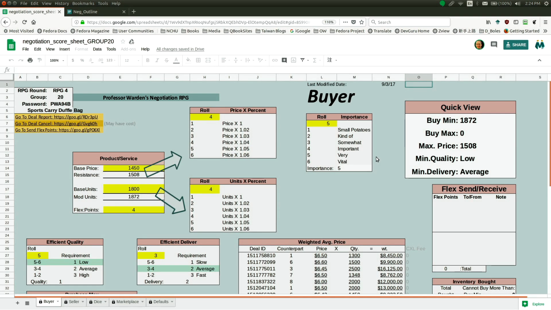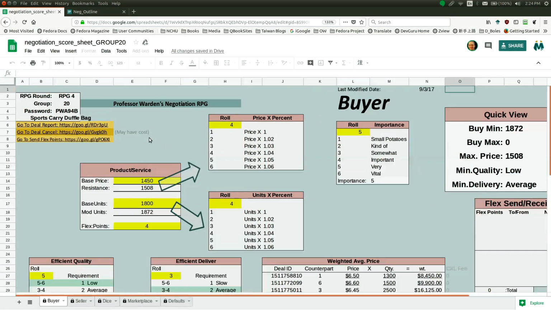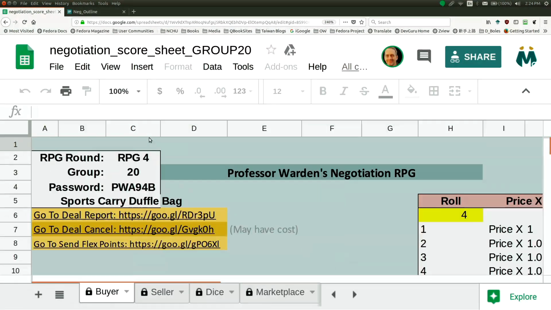Now let's take a look at one more special option, which is you can gift points, specifically your flex points, to other groups. If we look up at the top here where we had the cancel button or link, we now also have a send flex points link. The good thing about this is you could actually be helping another group because you've partnered with them, or because you want to make a deal for a relationship in the future or anything like that.